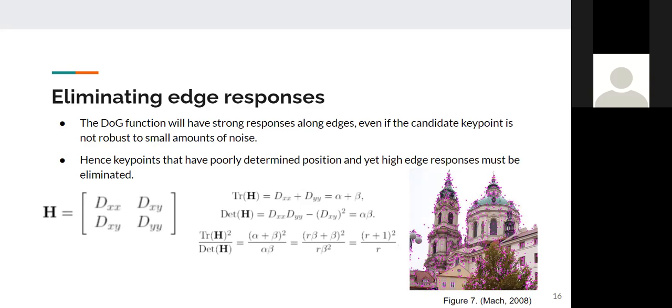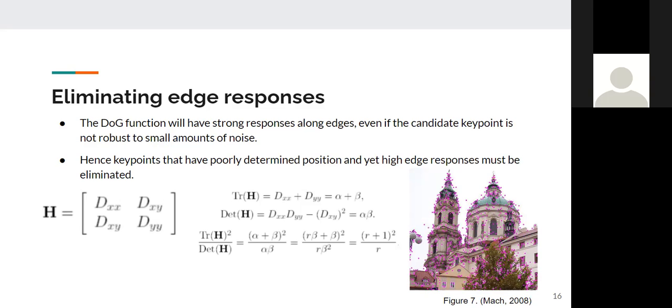The trace of H will yield the sum of the two eigenvalues, while its determinant yields the product. The ratio given by R can be shown to be equal to lowercase r plus 1 all squared over r, where this lowercase r is the ratio of alpha over beta as described before. This depends only on the ratio of the eigenvalues rather than their individual values. Capital R is minimum when the eigenvalues are equal to each other.